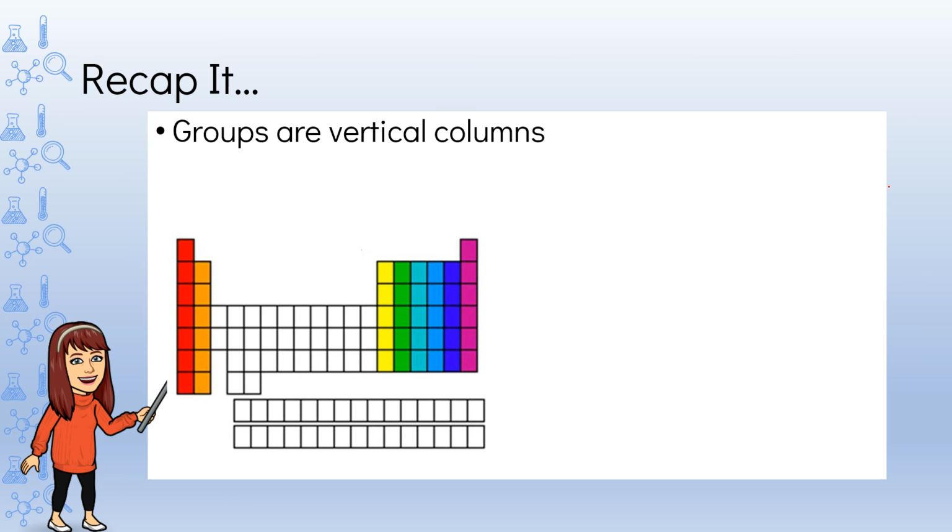All right, let's recap, my friends. Groups are the vertical columns, they go up and down. Over here, we have the red, which is group 1, your alkali metals. Group 2 is your alkaline earth metals. Group 17 is your halogens, and group 18 is your noble gases. Groups 13, 14, 15, and 16 are just named after the first element in them: the boron group, the carbon group, the nitrogen group, and the oxygen group. I know, very creative. You're welcome.